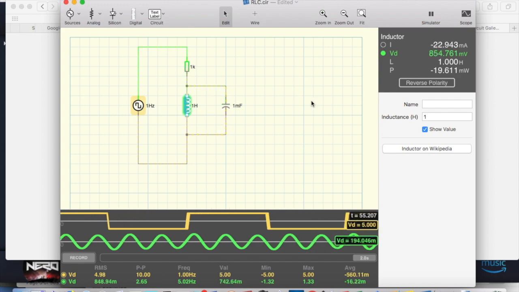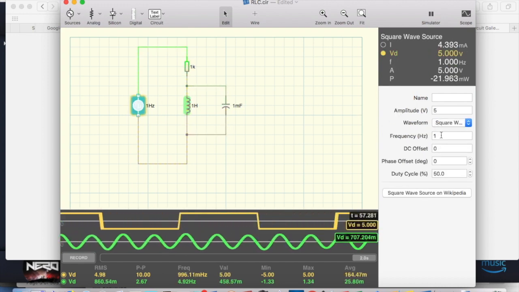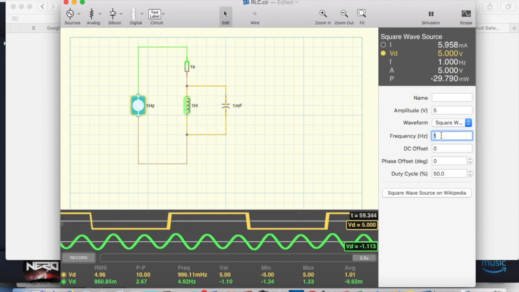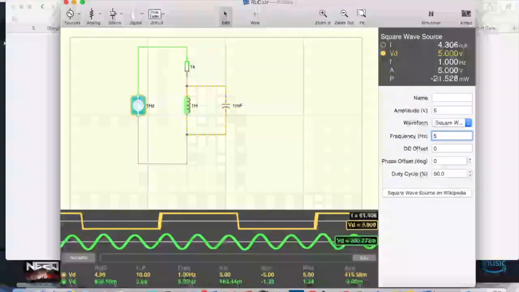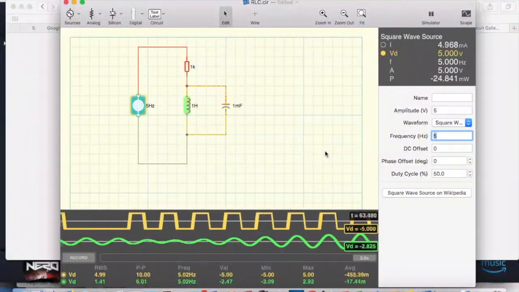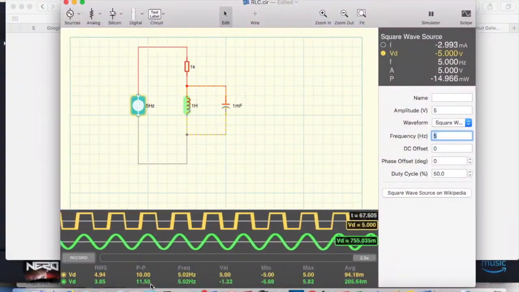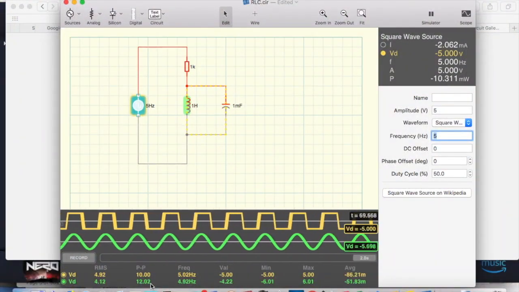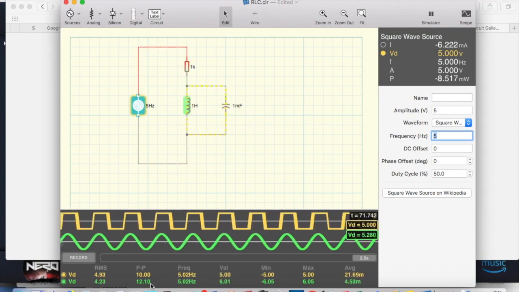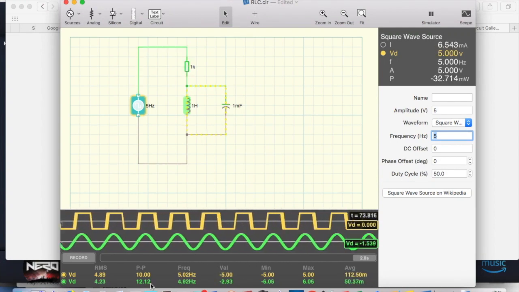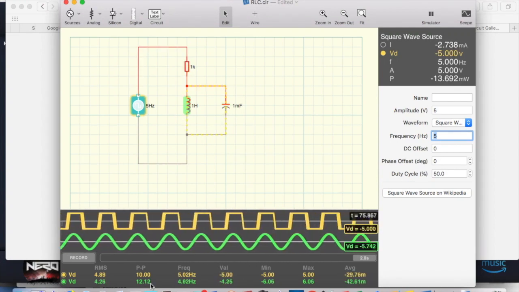Now, we can go back to the signal generator here, and we can change the frequency that we're putting into this. So if we put in the 5 hertz, that's very close to the resonant frequency. Notice the voltage here going up. It's actually going above the voltage that we're putting into it. So this is what we talked about. The resonant circuit is storing energy. It's sloshing back and forth between these two components.